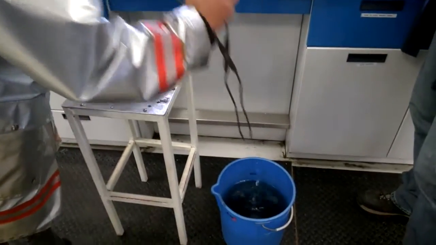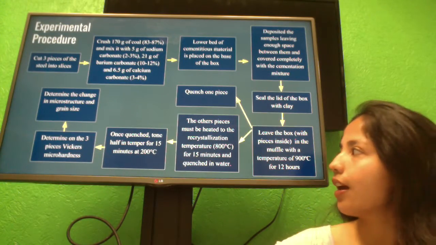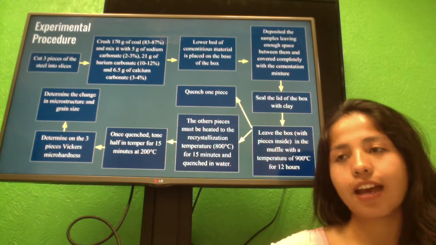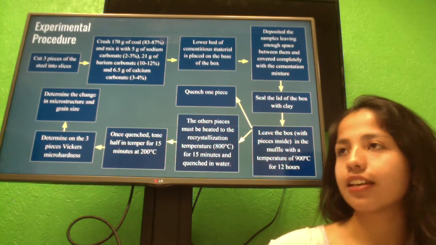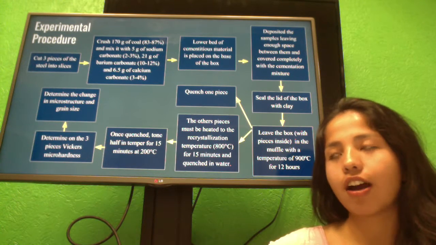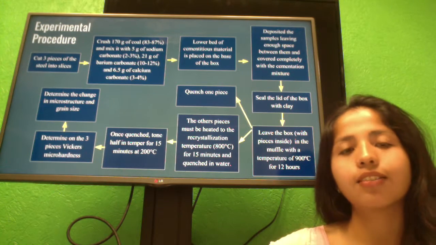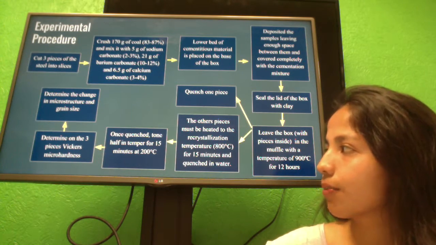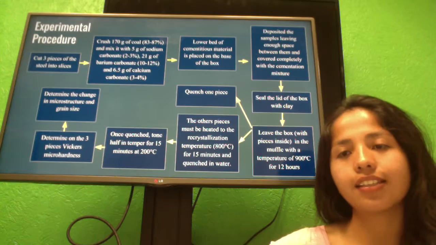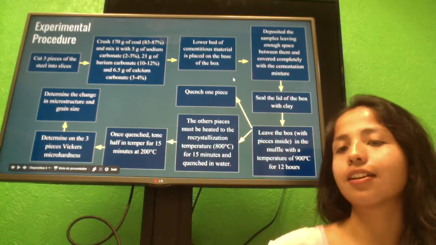Then we took out 1 piece and quenched it, and the other 2 pieces we heated to 800 degrees for 15 minutes. And then we took out 1 piece and quenched it in water, and the piece that remained in the box was heated to 200 degrees for another 15 minutes. After this, we did the metallographic process and determined the Vickers hardness in the 3 pieces, and we determined the change in microstructure and grain size. Well, this was the procedure that we understood and that we did in the laboratory.